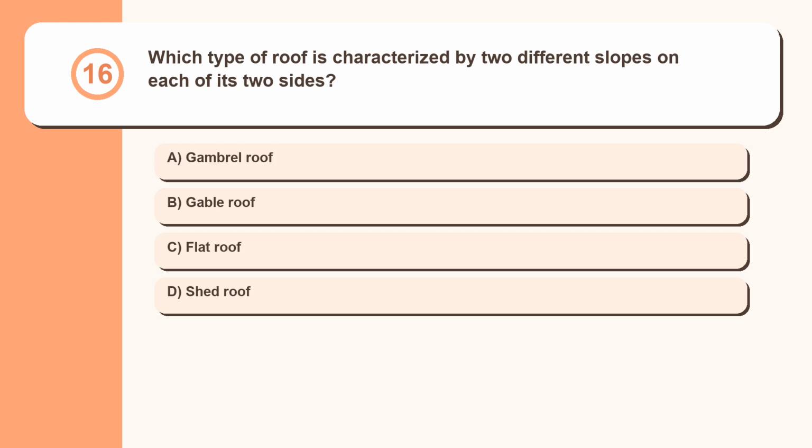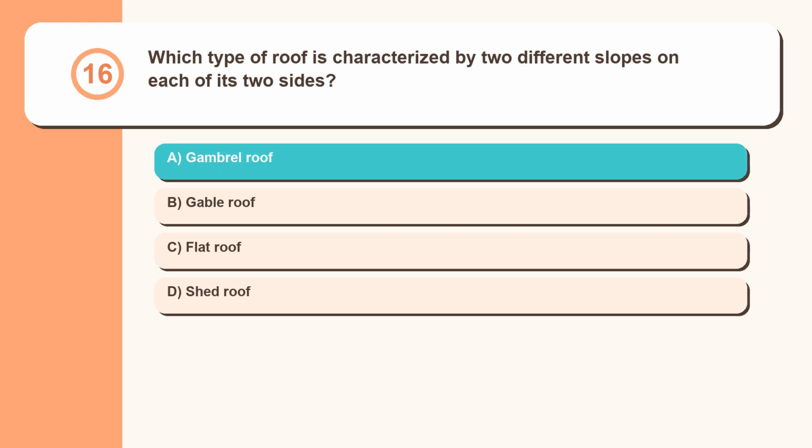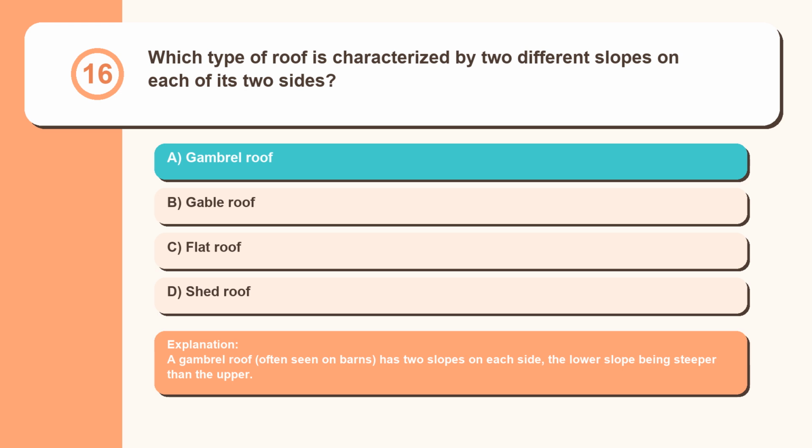Question 16. Which type of roof is characterized by two different slopes on each of its two sides? Gambrel roof, gable roof, flat roof, shed roof. A gambrel roof, often seen on barns, has two slopes on each side, the lower slope being steeper than the upper.